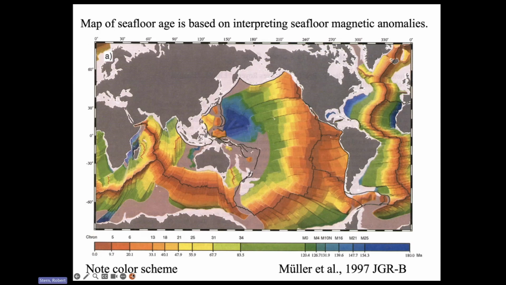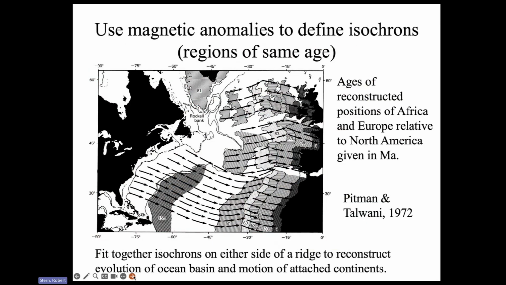And this map of seafloor age that you will see in many places is based on interpretation of seafloor magnetic anomalies. So we can use these magnetic anomalies to define isochrons, or regions of the same age. And then you can fit together isochrons on either side of a ridge to reconstruct the evolution of an ocean basin and the motions of the attached continents. So that's what we're doing here. So that's at 81 million years ago, 63, 53, 38.